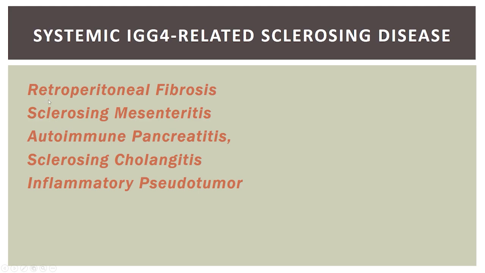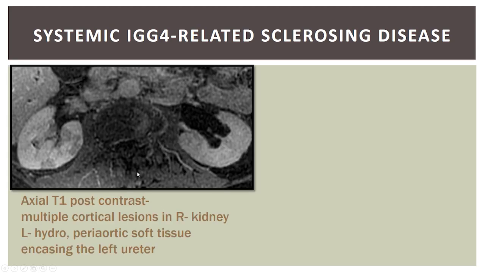We all know that retroperitoneal fibrosis, along with other sclerosing conditions like sclerosing mesenteritis, sclerosing cholangitis, autoimmune pancreatitis, and inflammatory pseudotumor, fall under the umbrella of IgG4-related sclerosing conditions. Keep in mind that in the majority of cases, the diagnosis of IgG4-related condition is made by the radiologist. So this is a case where we made the diagnosis.